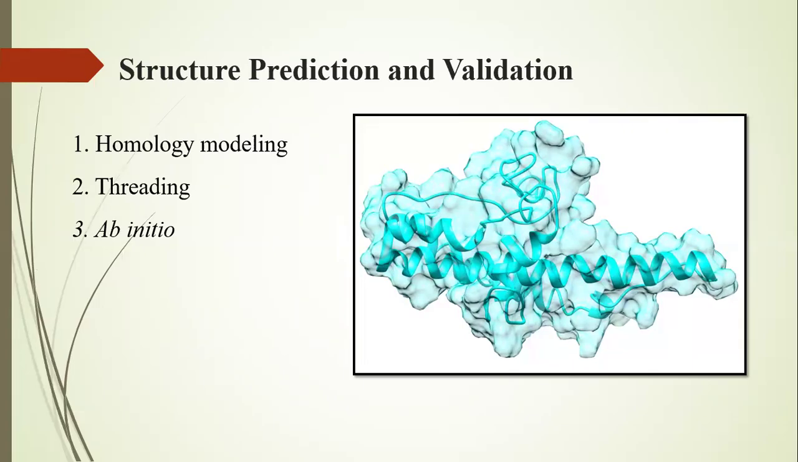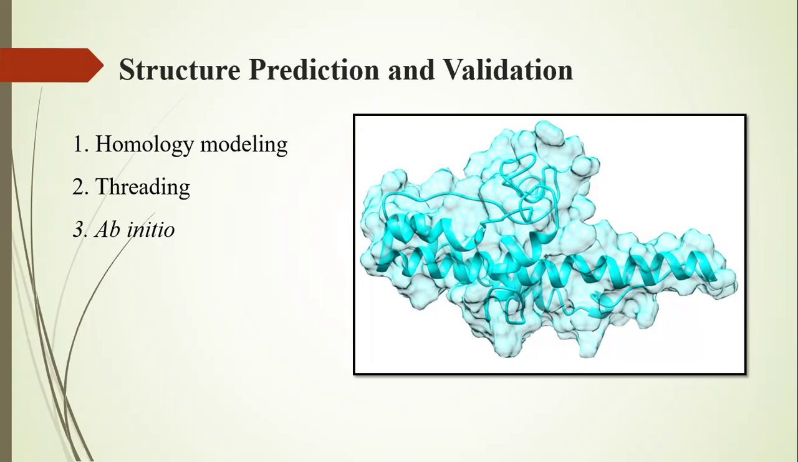In experimental approaches, we have X-ray crystallography and NMR, which are very famous for solving the three-dimensional structure of proteins, and they are very costly and time consuming. In the PDB, the Protein Data Bank, almost 200,000 protein structures are available. That also includes the structures of other organisms, not only human.